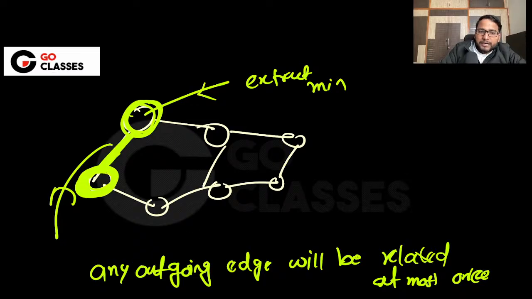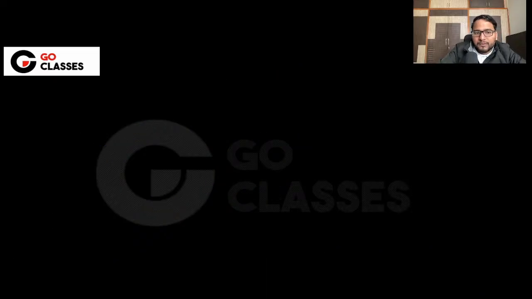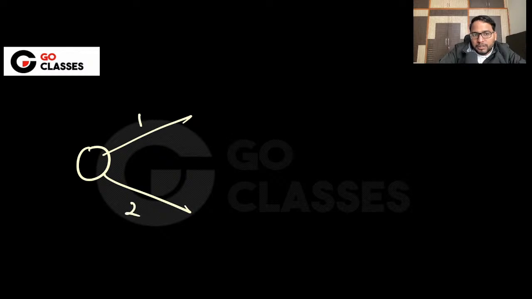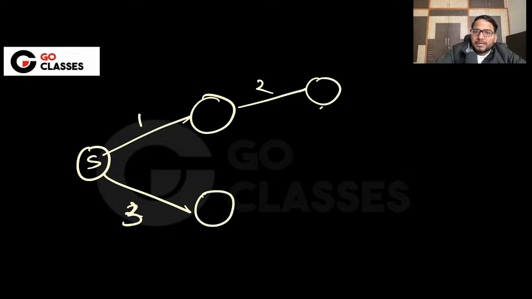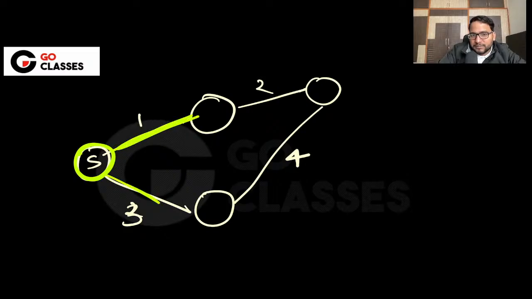What I'm trying to say is that suppose there is a graph something like this. This is 1, this is 2, let's suppose this is S, and then maybe let's suppose this is 3. Let's suppose this is the graph that you have. Now what does Dijkstra do? It will first pick this, it will relax all the outgoing edges. So it will relax this, and it will also relax this.